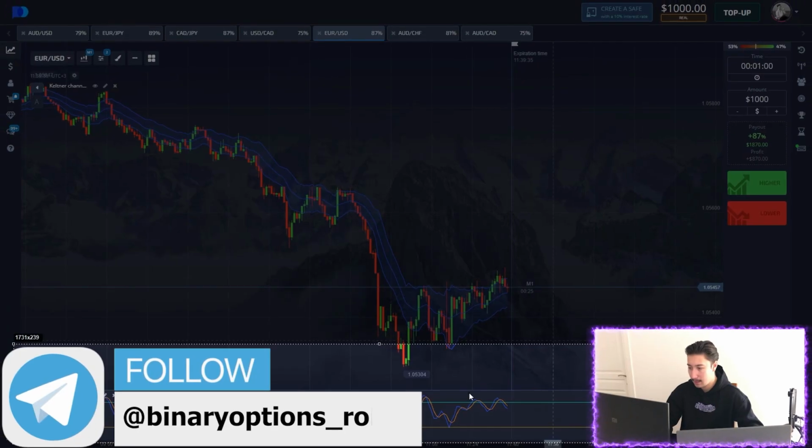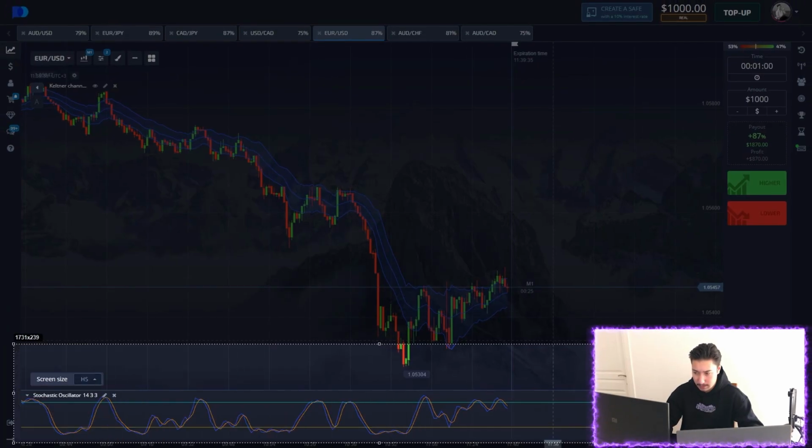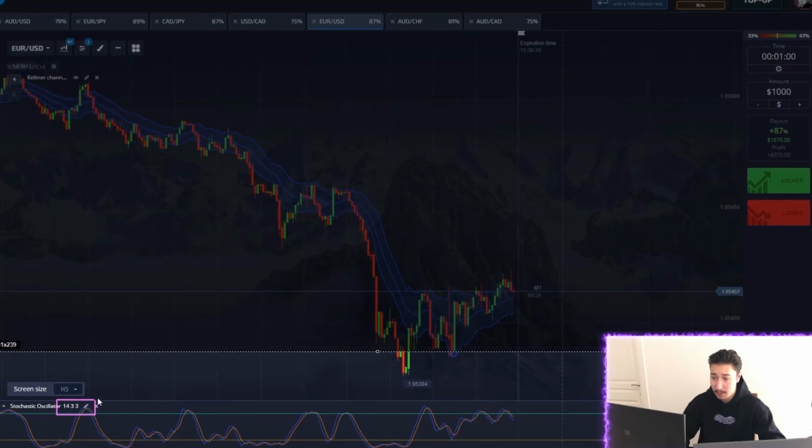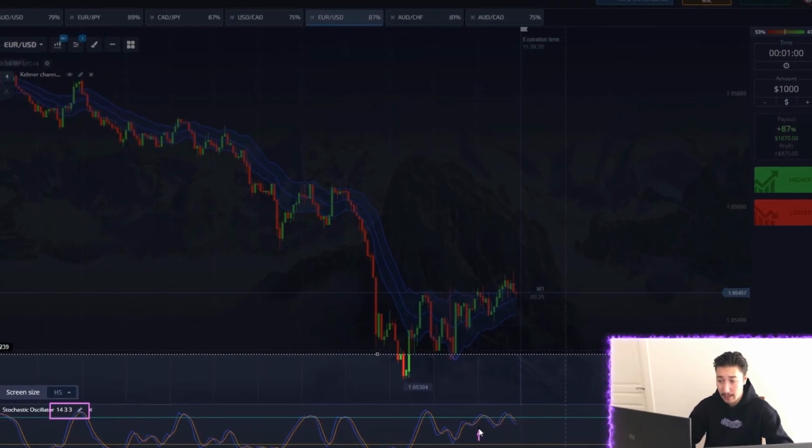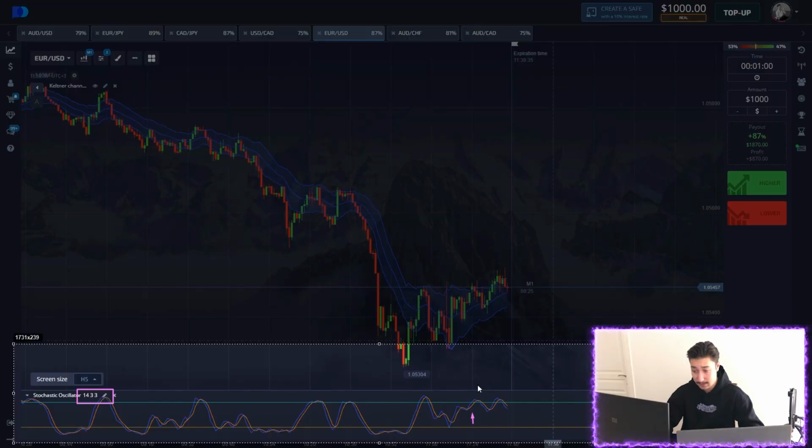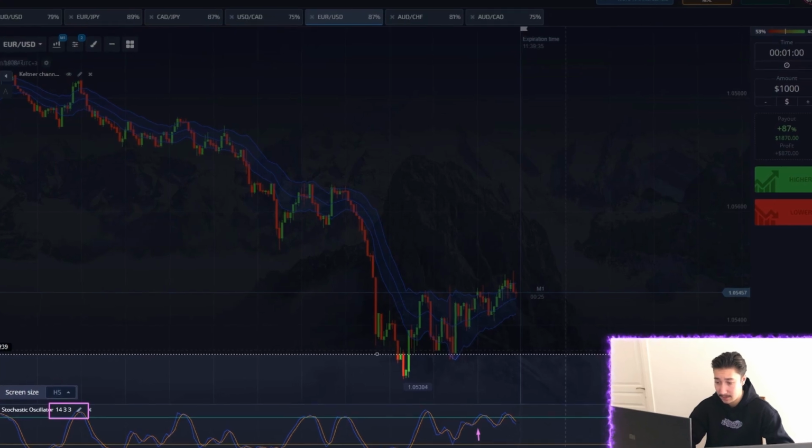So it's somewhat similar to the RSI, so it has the period and two moving averages. The blue line is the signal line and the orange one is the stochastic line itself.